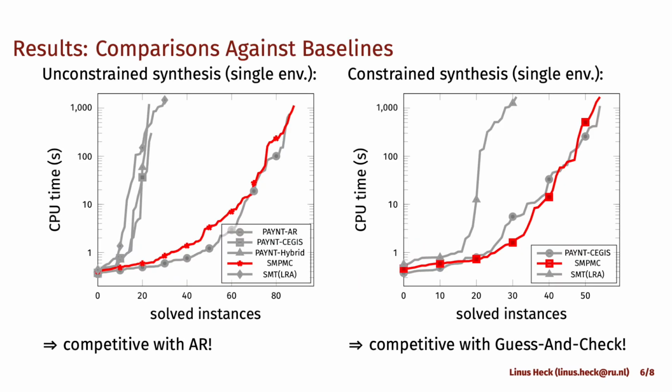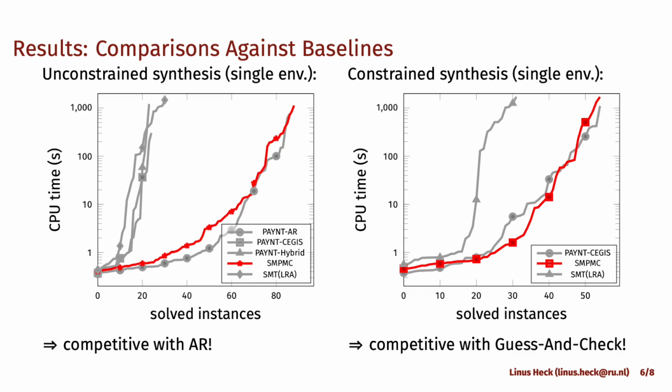We'll start with a comparison against the baselines on synthesis problems where we have a single environment. In these plots, the farther right a curve goes, the more problems the method has solved in the 30-minute timeout, and the lower a curve goes, the faster the tool has solved those problems. So a lower curve is better. In the left plot, we have synthesis without any constraints. Here, SMPMC is competitive with abstraction refinement. We solve almost the same number of problems, whereas the other methods lag significantly behind, including Paynt-Seeges, which is the guess and check algorithm implemented in Paynt.